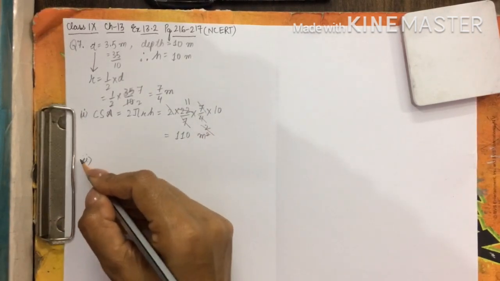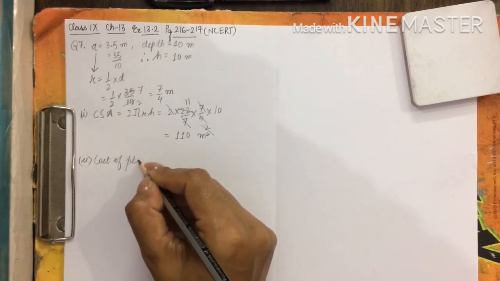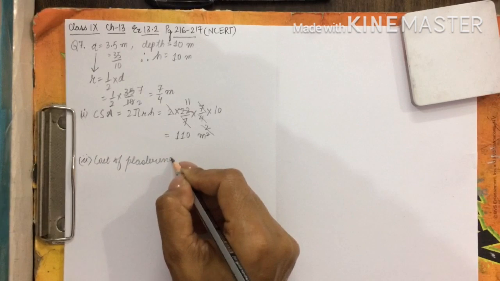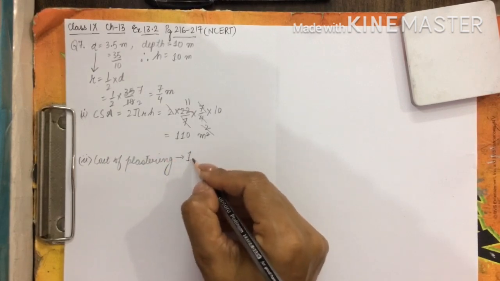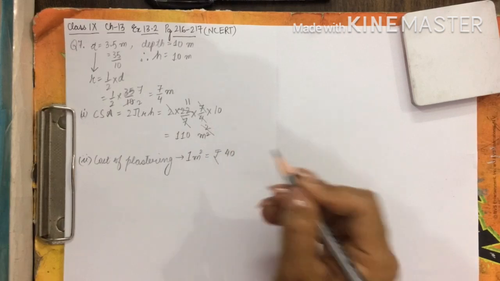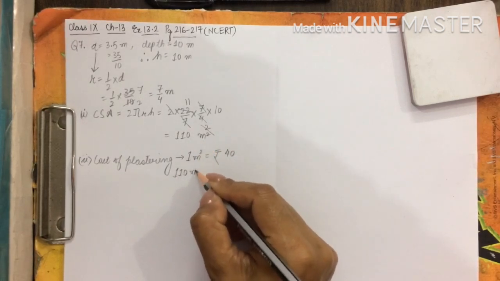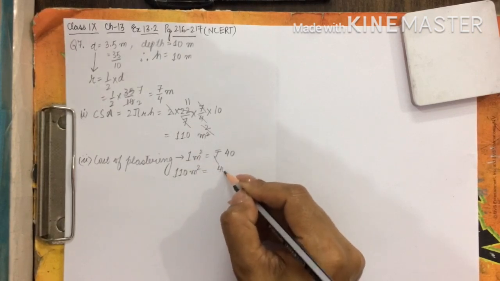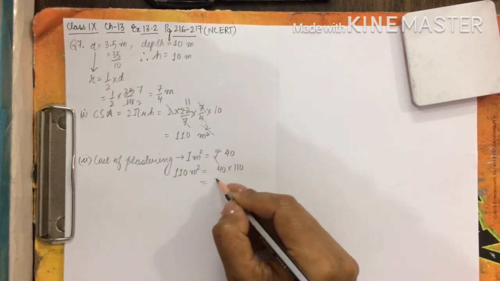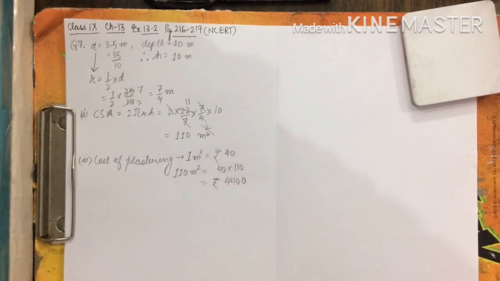Second part, we have to find out the cost of plastering. The cost of plastering, 1 meter square is 40 rupees. We have to find out for 110 meter square. So 110 meter square will cost 4,400 rupees.